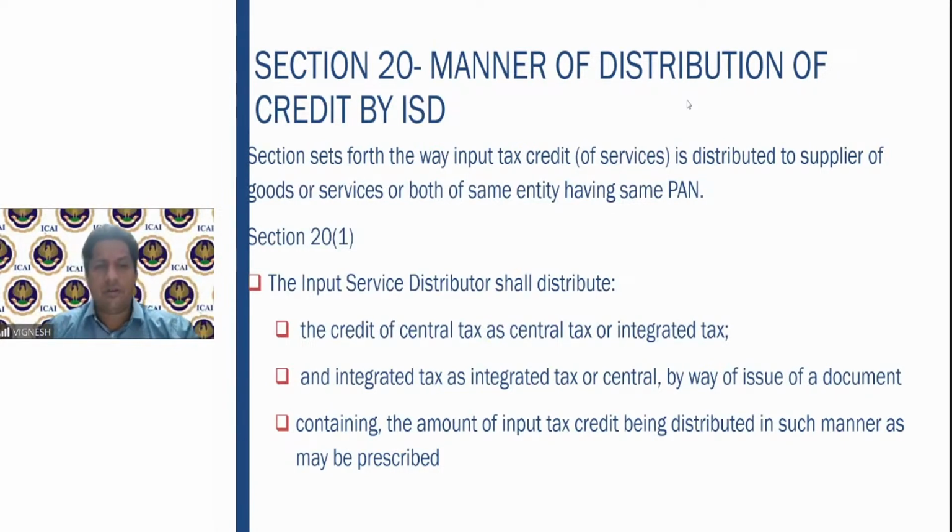Fine. So the input service distributor will first distribute whatever central tax is there. He will distribute that credit as central or integrated tax, because even integrated tax can be available as a credit, and outside the state it will be IGST. IGST he has to distribute as IGST or central tax by issue of a document. In the document, he will clearly mention what is the ITC being distributed in such manner as may be prescribed. So that is your section 20 subsection 1.